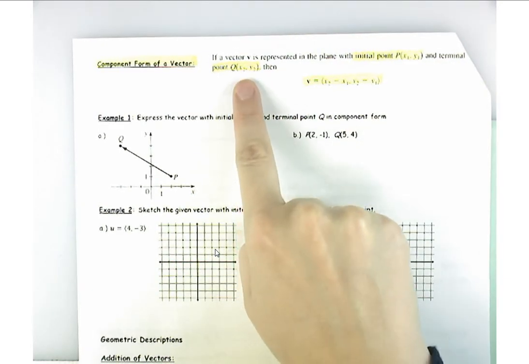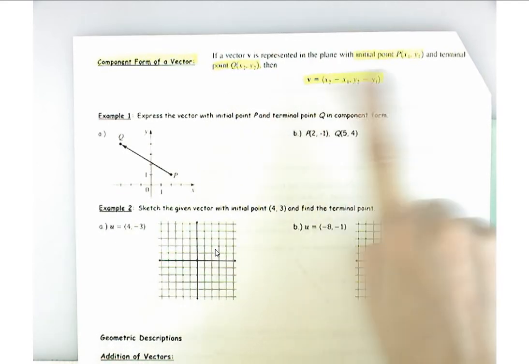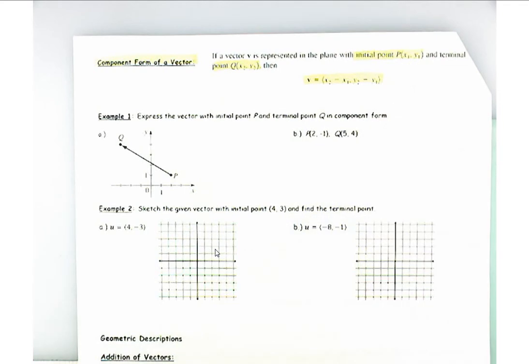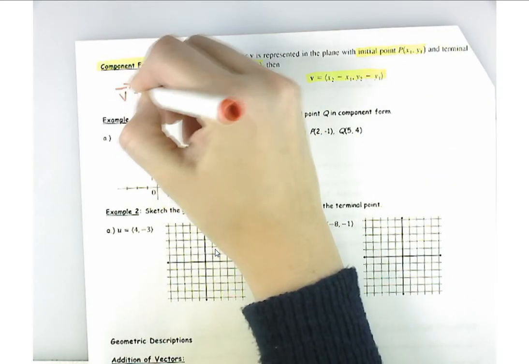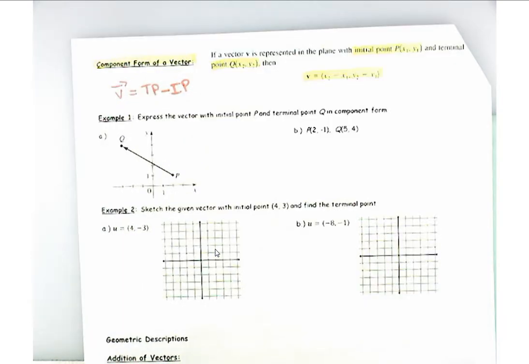So notice this is x2 minus x1, so it's the terminal point minus the initial point. Okay, so it's the terminal point minus the initial point, which is going to give you the vector. So the vector is equal to the terminal point minus the initial point. And then of course you have your components with that.